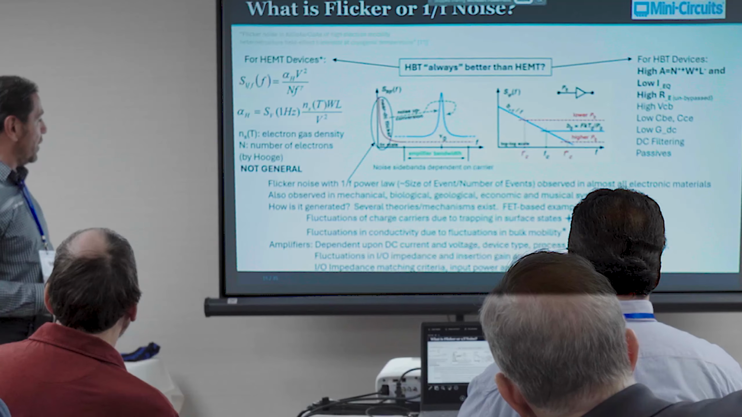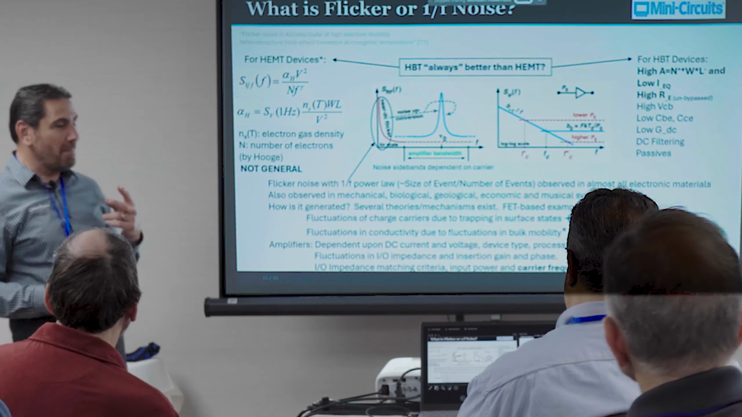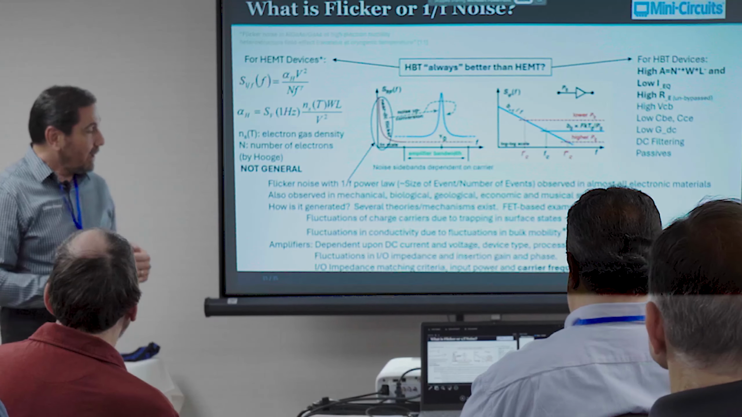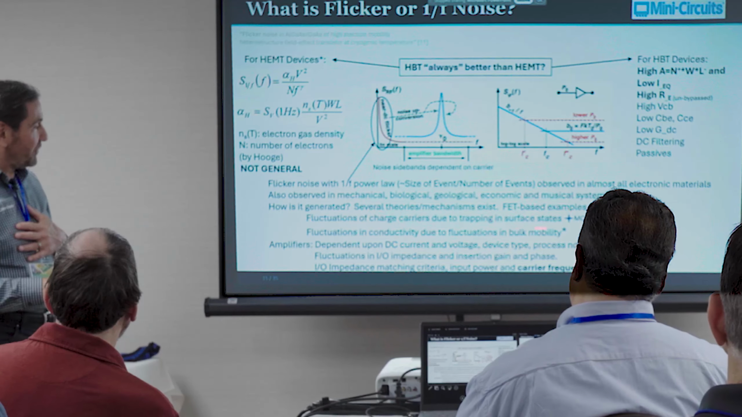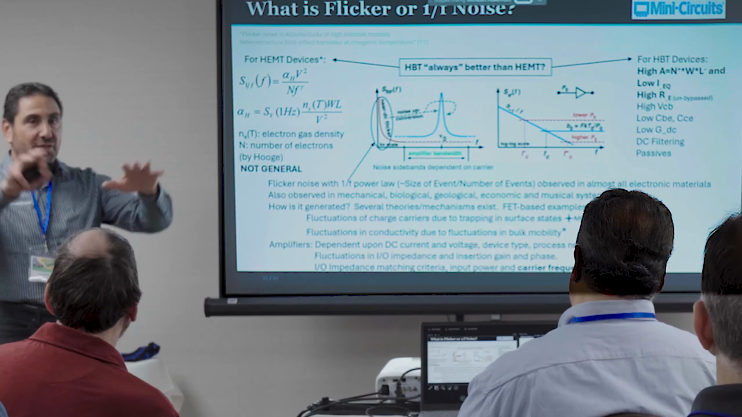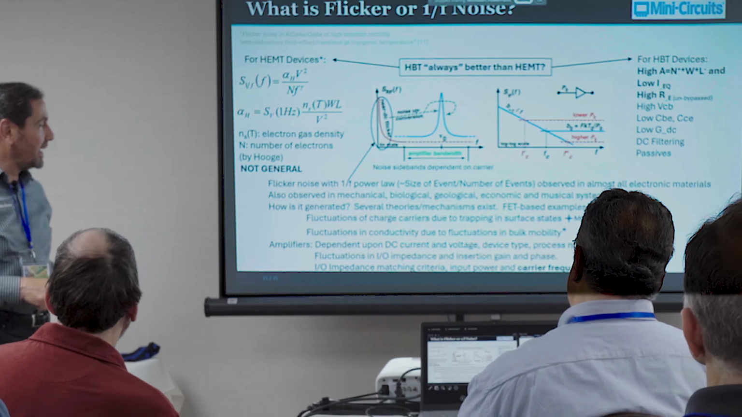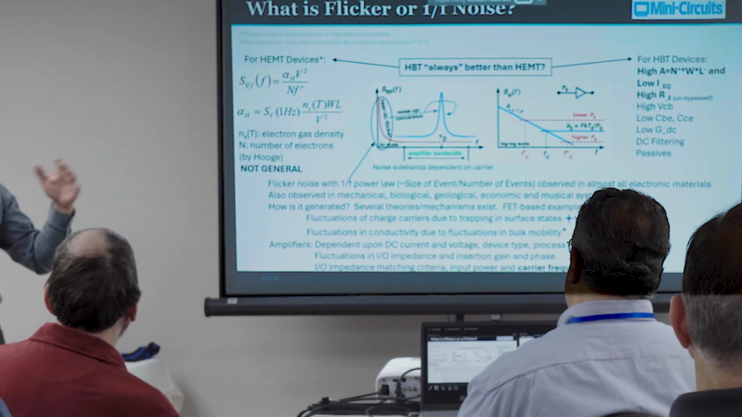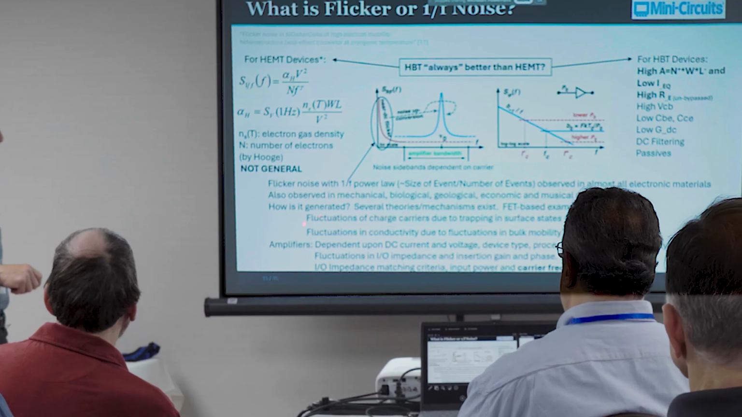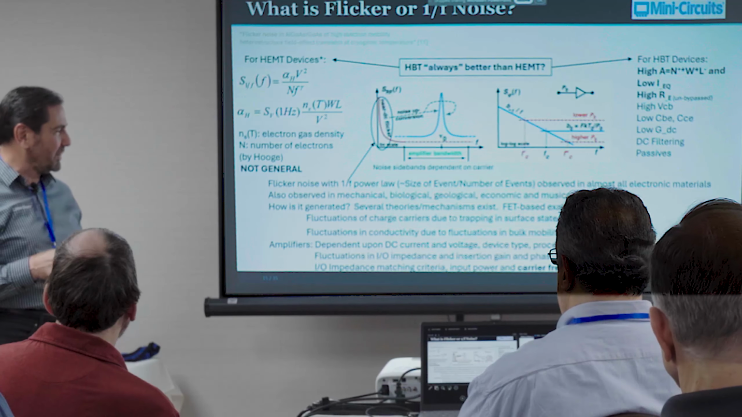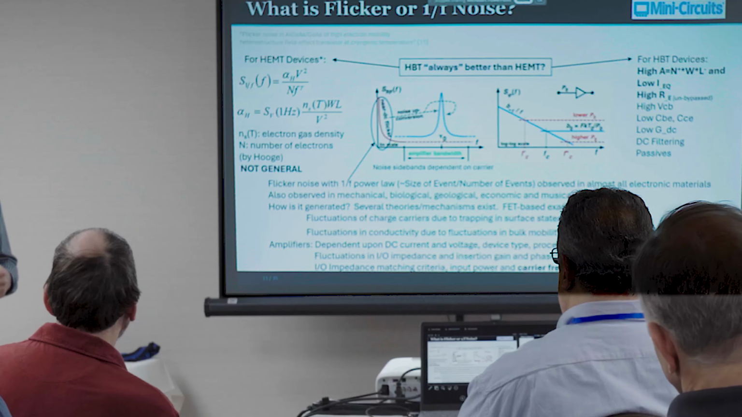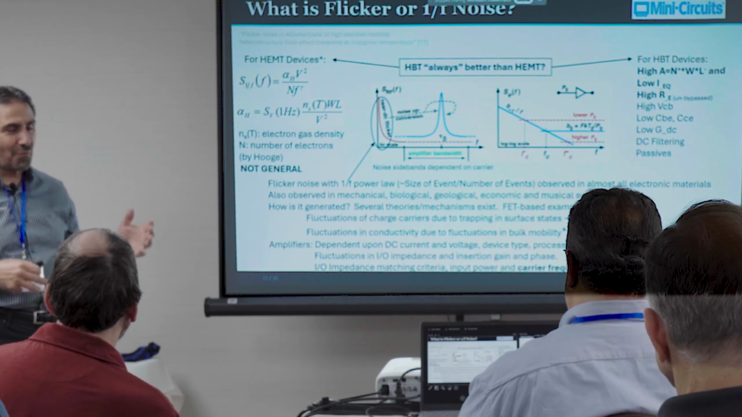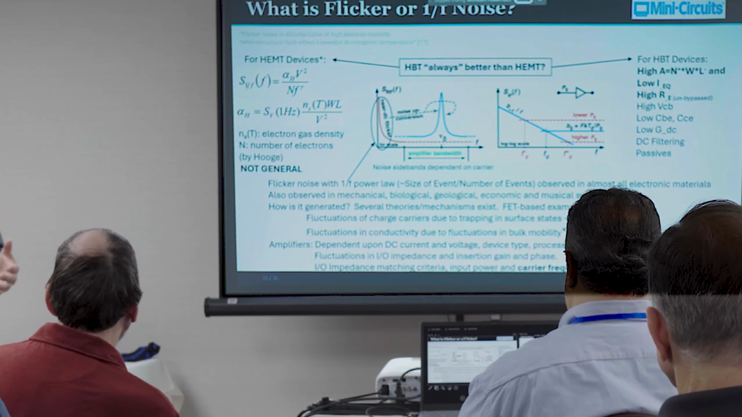It's not unknown. There are two basic mechanisms that are used to describe how it's actually generated. The one that affects our parts, and most of the parts that we use in the microwave community, is trapping due to surface states. There was a big controversy and rivalry between Hooge, who came up with conductivity due to fluctuations in bulk mobility, and surface states. A lot of papers went back and forth about who's right and who's wrong. There is no right and wrong.